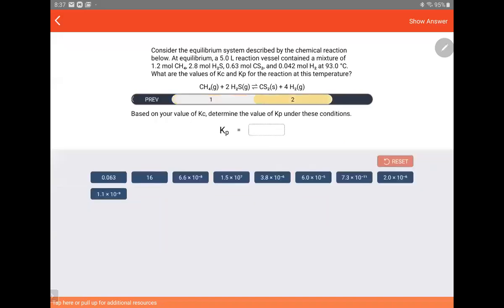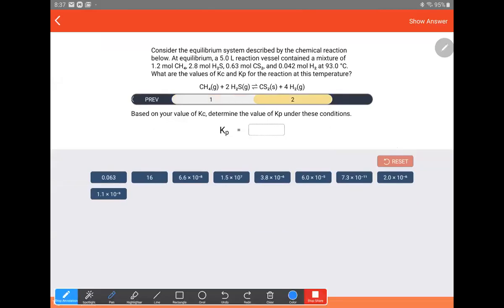So if I hit this next button, what is the Kp? Now remember, Kp equals Kc times RT to the delta N. Here we have, so delta N is how many moles of gases. So we got 4, and then we have 2 plus 1. So delta N equals 4 minus 3, products minus reactants, 1. So this is to the 1st power.